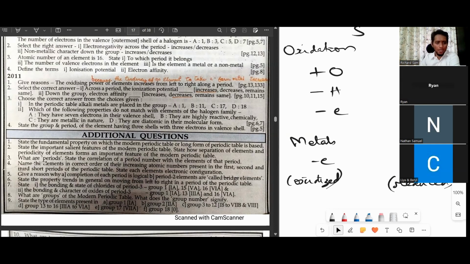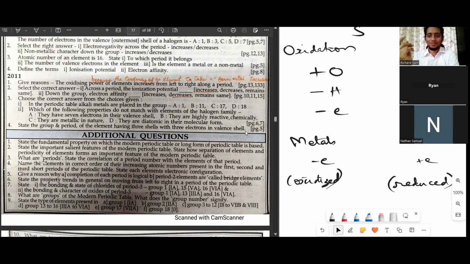Yeah, it's true. Okay. Next, state the group and period of the element having 3 shells with 3 electrons in their valence shell. What's the group and what's the period? Three shells means third period. All the elements in the third period have 3 shells. And 3 electrons in the valence shell means third group. Every element in the third group, that is 3A, has 3 electrons in their valence shell.